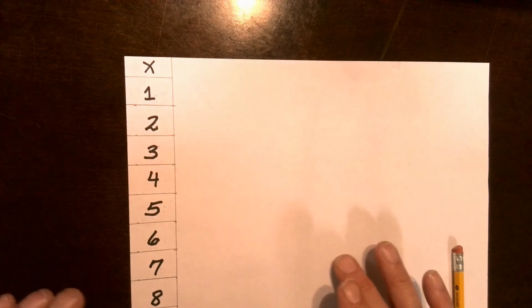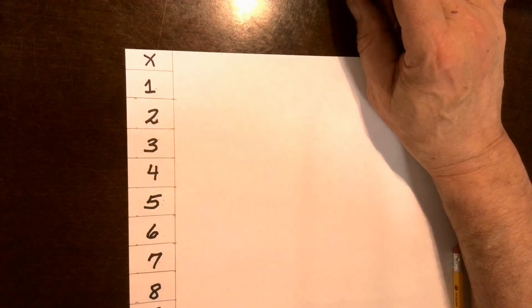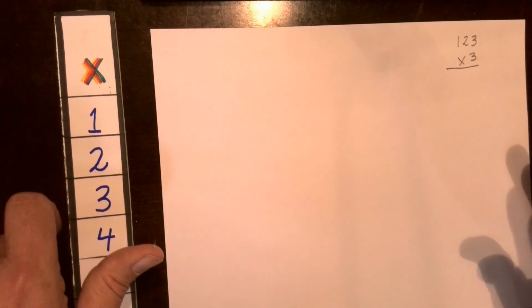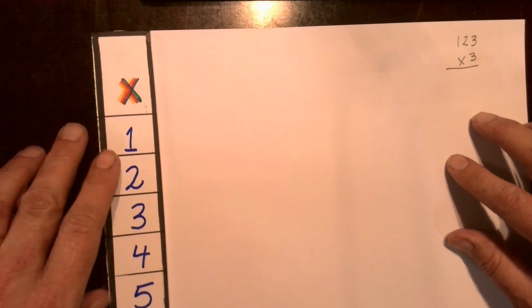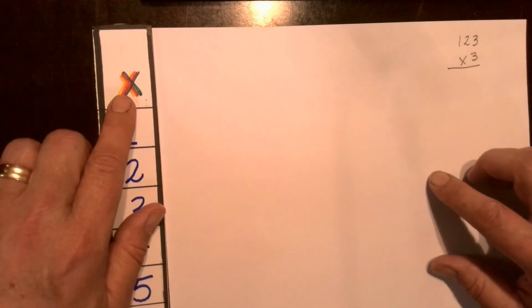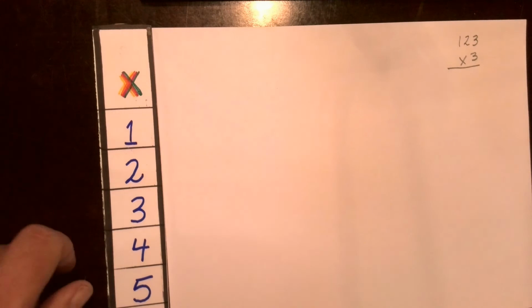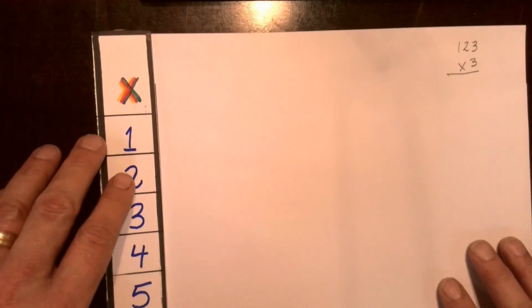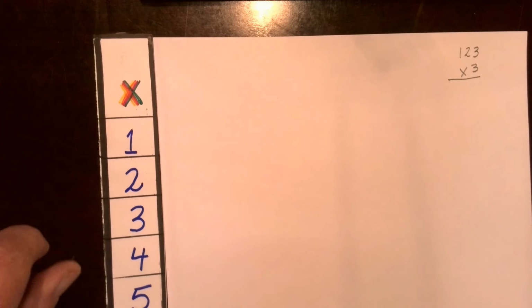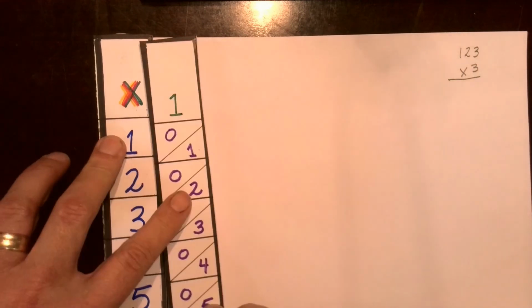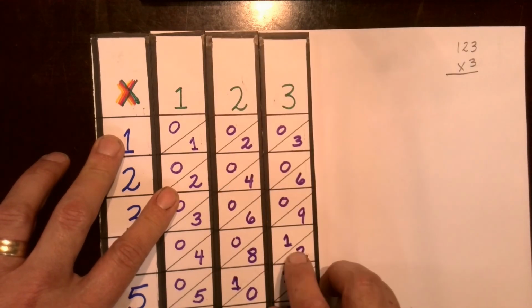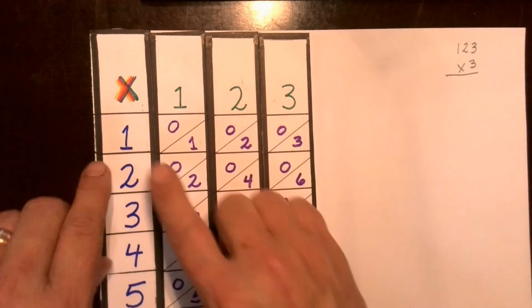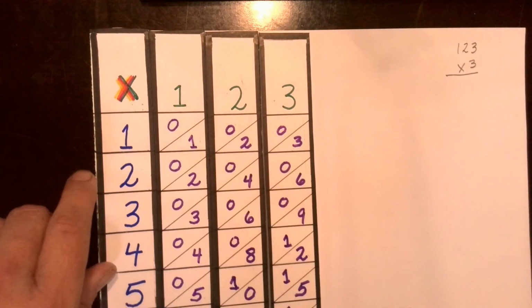And the reason they're called bones is you'll have some bones which look like this. There'll be an X at the top and 1 through 9. All right, so now let's start multiplying a simple number, 123 times 3. So what we do, we take the 1 and the 2 and the 3, got 123 up here, and we're going to multiply this by 3.